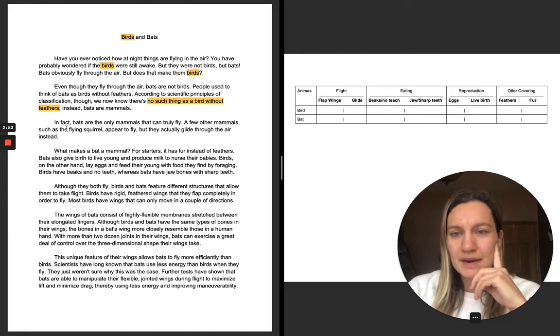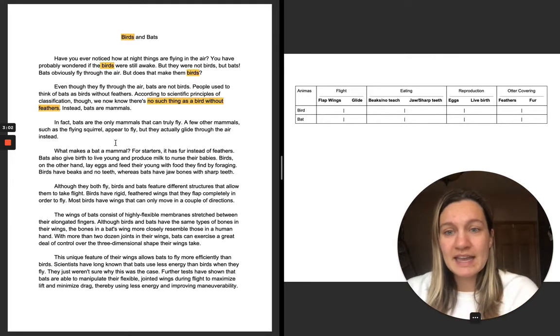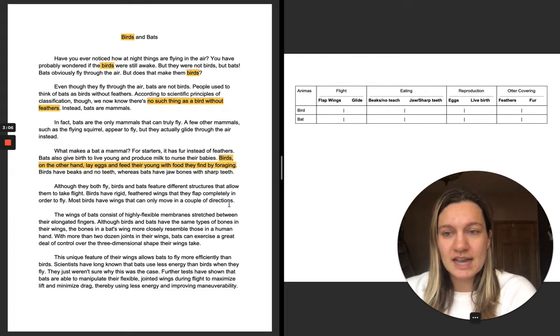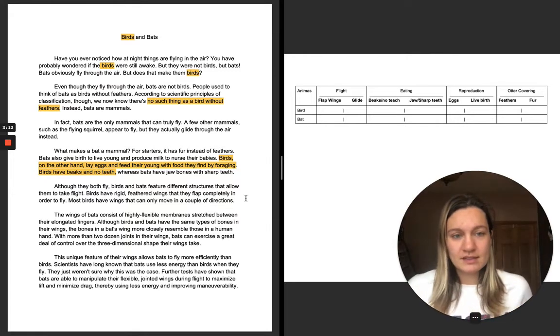What makes a bat a mammal? For starters, it has fur instead of feathers. Bats also give birth to live young and produce milk for their babies. Birds, on the other hand, lay eggs and feed by foraging. Ooh, this is all about birds. Let's highlight this. Birds have beaks and no teeth. Ooh, that's important. Whereas bats have jawbones and sharp teeth.